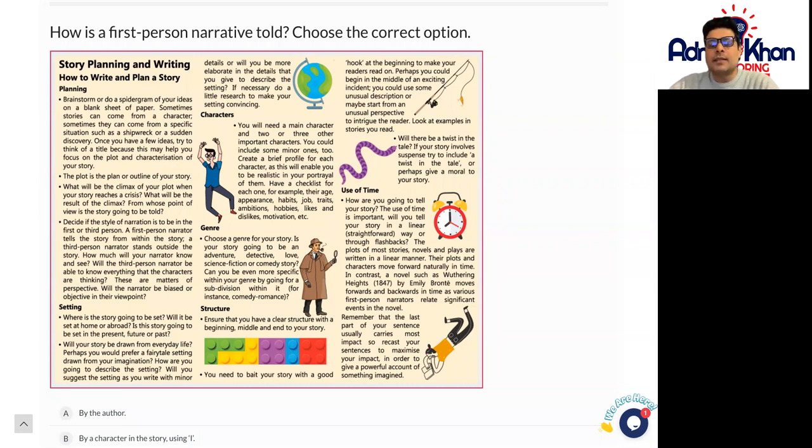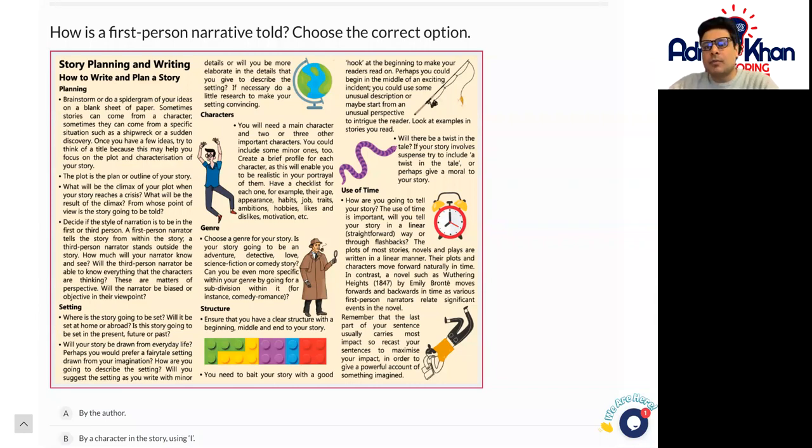Genre, is this going to be a detective story, a love story, a science fiction, a comedy, or even a non-fiction? You decide. Structure is very important because, like I said before, in the planning stage, you need a beginning, middle, and an end. And you need to have a certain twist within that story whereby the reader is kept guessing as to what's going to be happening next. And it's not very predictable.